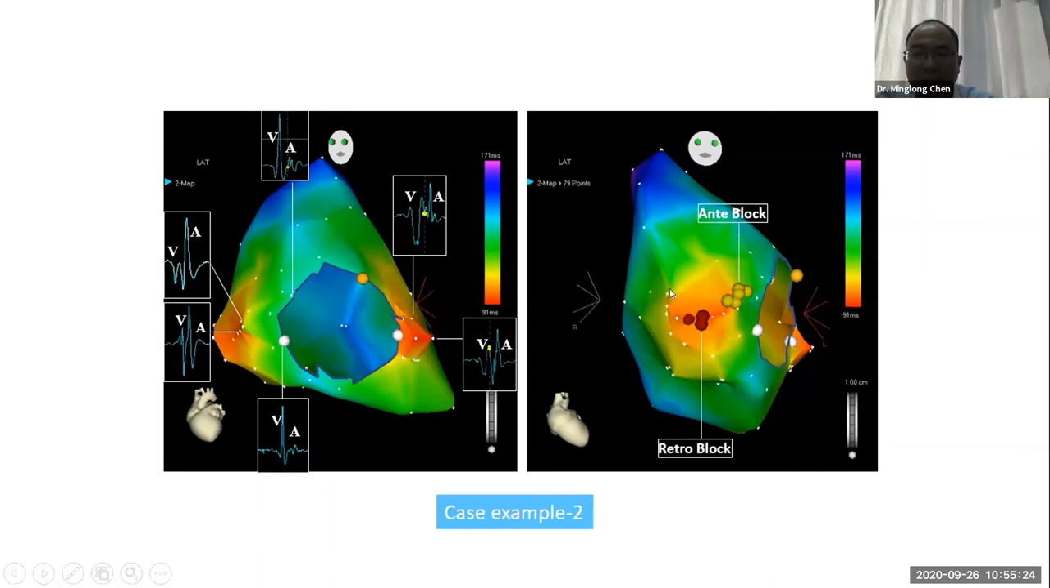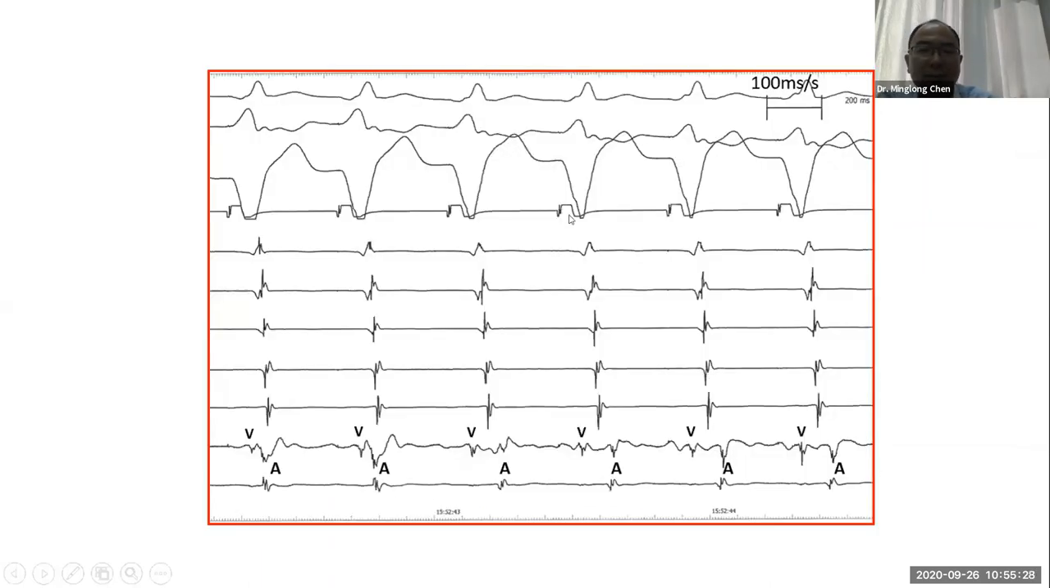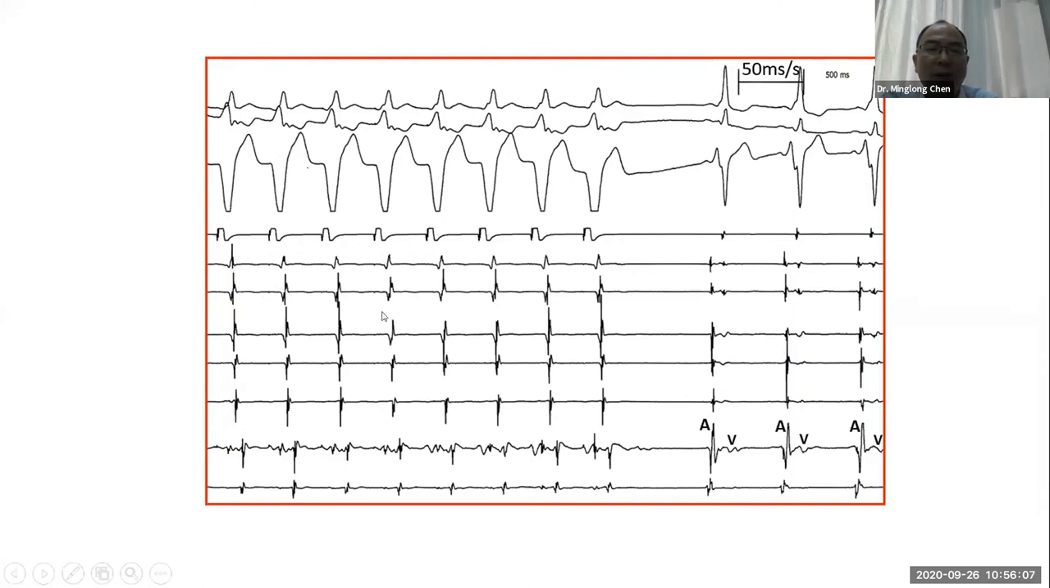When you ablate the earliest activation here, at the target site you can see the small V and big A. You can see the sharp potential between V and A. This is a very beautiful pathway potential. When you ablate here, you can see the VA apart, and the activation actually switches over from the pathway to the AV node. At this specific region, the VA conduction time is much longer than before ablation. But when you stop the ablation, you can see the retrograde conduction is still here, but the morphology changed.